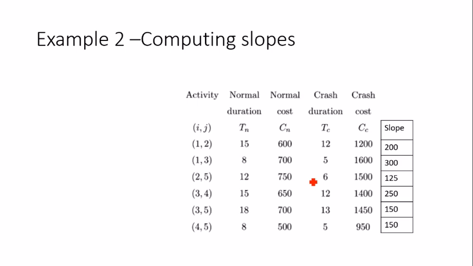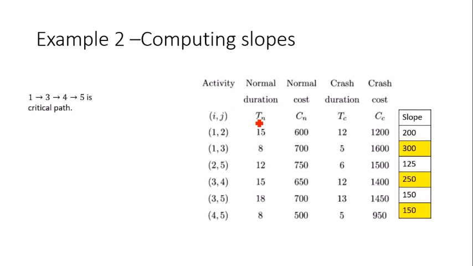They do not change throughout the question. As you can see, the linear relationship is there, so the slope is not going to change. So it's better you compute it in one step in the beginning for all the activities. So I have computed the slopes by the formula, the difference in the costs divided by the difference in the durations, taking only magnitudes. And now this is my critical path, 1 to 3 to 4 to 5.